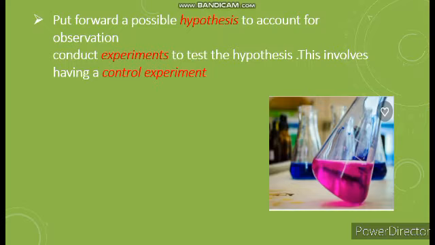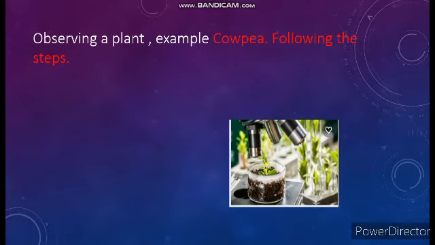So you have to conduct experiments to test the hypothesis, and this involves having a control experiment. For example, when you are trying to observe a cowpea plant, you have to use a control experiment. A control experiment is not subjected to any factor.